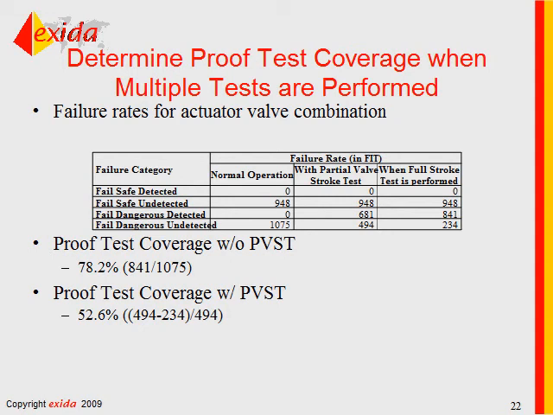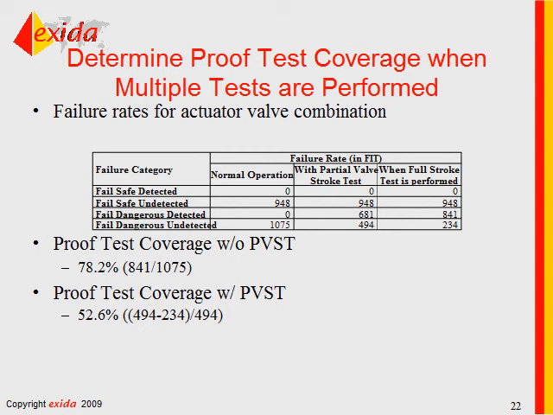Now, how do I determine my proof test coverage? Well, and this is just as an example for a situation where I have an actuator valve combination, I have a set of failure rates. One is provided that indicates the failures for a normal operation. There are certain failures that will result in safe undetected behavior. There are certain failures that will result in dangerous undetected behavior. And then I also have sets of failure rates for situations where I do partial stroking and one where I do full stroking.